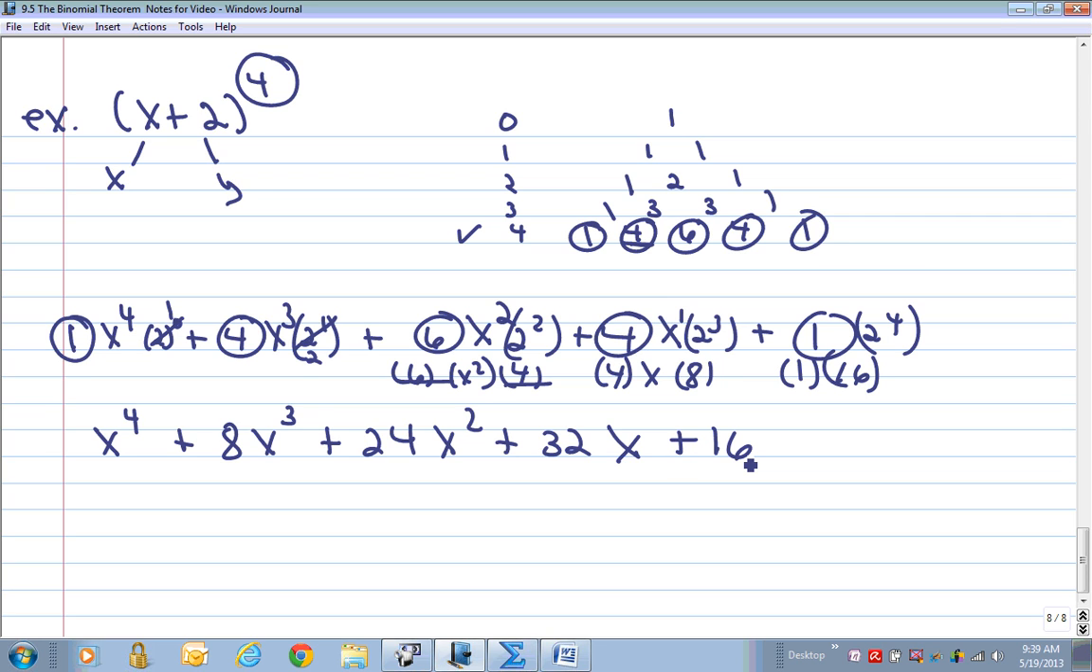Okay, notice, even though it wasn't as symmetrical as our original triangle because we changed the value of y to a number, it's still moving up and then going back down. So the coefficients are 1, and then they go upward, and then they move back and get smaller. So you will still see that type of pattern. All right, let's take a look at one more example.